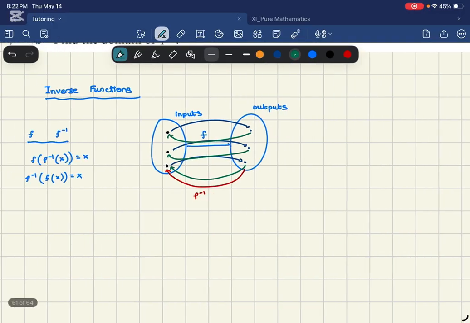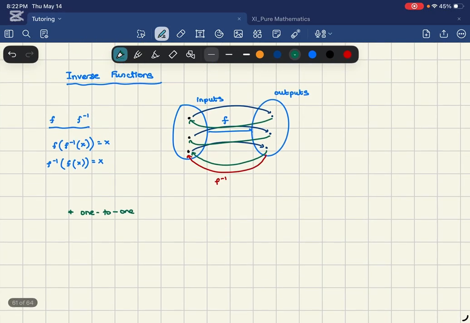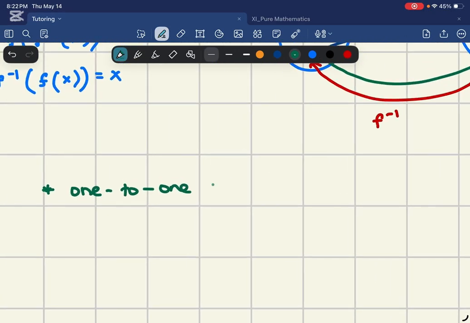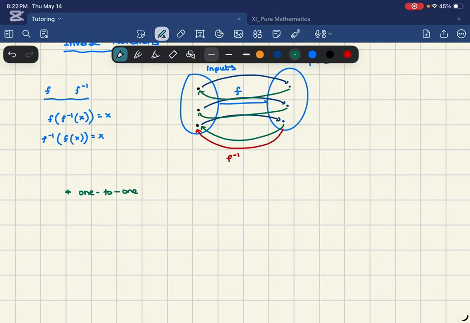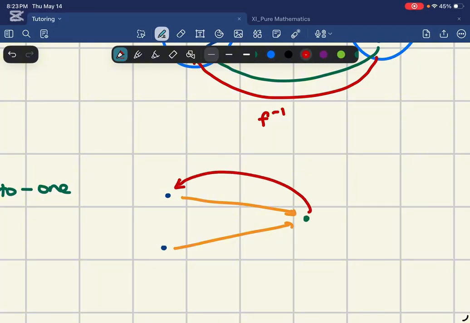And one very important fact that you need to know is that for a function to have an inverse, it must be 1-to-1. So this condition is very, very important, right? If it is 1-to-1, then it can be invertible. If it's not 1-to-1, let's look at why a many-to-one function cannot be invertible. So suppose you have 2 points, and both of them are being mapped to the same output. The inverse function would map, see?